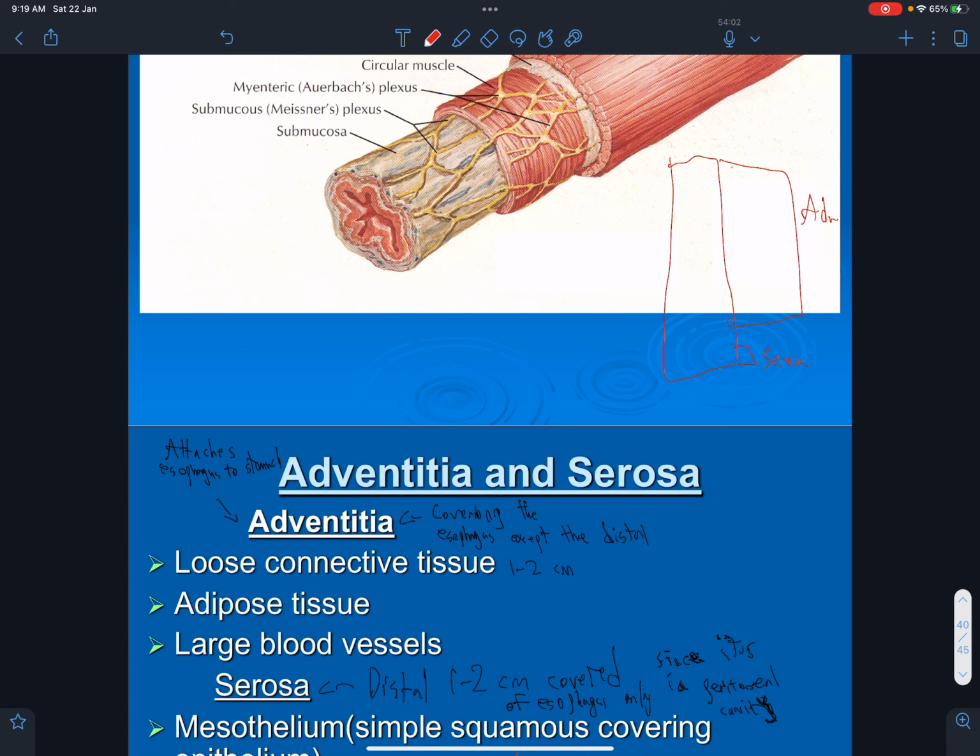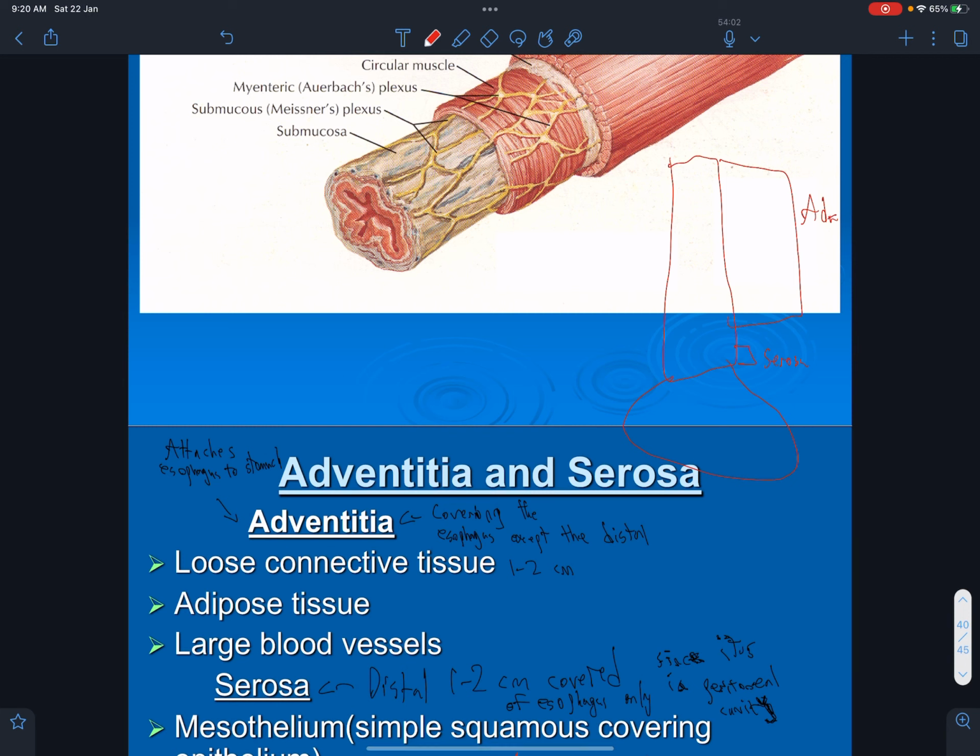Why? Because the lower third of your esophagus is present within the abdominal cavity. Anything that's present within the abdominal cavity, when squished around by digestive organs, needs to be lined by serosa. And you know the function of serosa, right, from physiology. It secretes serous fluid, so it can provide lubrication to prevent friction. All right, so that's why they're lined by serosa.